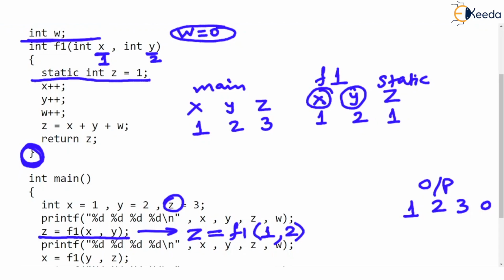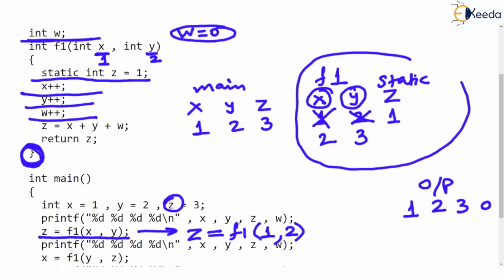Okay. The next line is x plus plus, y plus plus, w plus plus. Let's try. In f1, we are increasing x. In f1, we are increasing y. And in f1, we are increasing w. There is no w in the scope of f1. But there is a global w. So global w will get increased by 1.